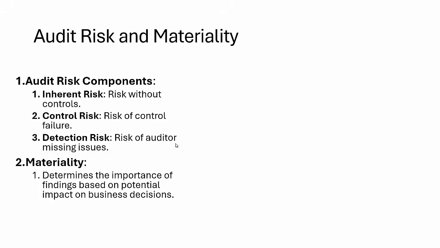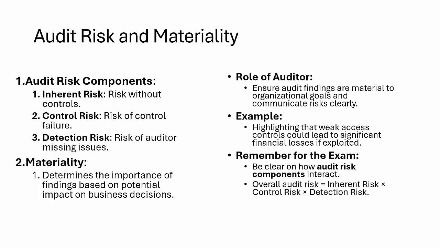So determining the importance of a finding is based on its potential impact on business decisions. So it's very important to have evidence materiality. The role of a CISA and auditor is to ensure audit findings are material to the organization's goals and communicate the risk clearly. Example, highlight that weak access control could lead to significant financial loss if exploited. And remember from the exam point of view, be clear on how the audit risk components interact. Overall audit risk equals inherent risk multiplied by control risk multiplied by detection risk.